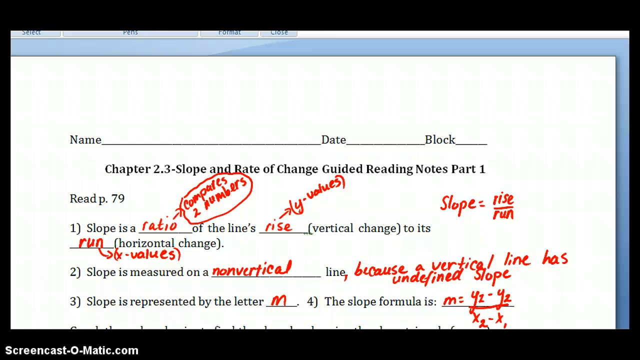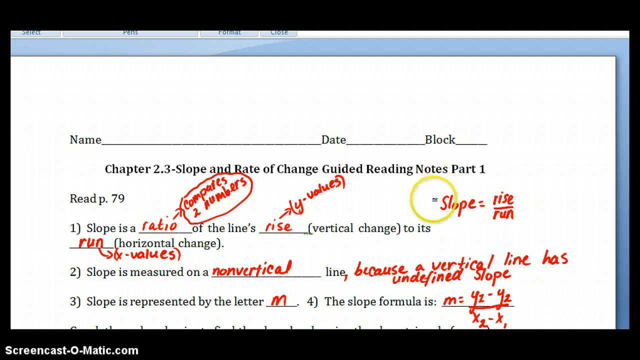Slope is a ratio of a line's rise, its vertical change, to its run, its horizontal or side-to-side change. Ratios compare two numbers. So that's what makes them a little bit different than, say, just a fraction. Rise relates to the y values, or the y coordinate values, and the run values relate to the x values, or the x coordinate values. So that means that slope equals the ratio rise over run.